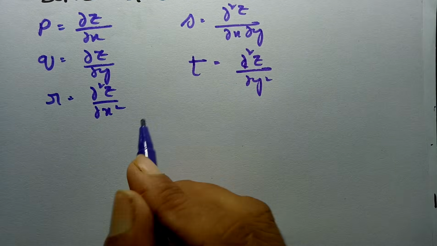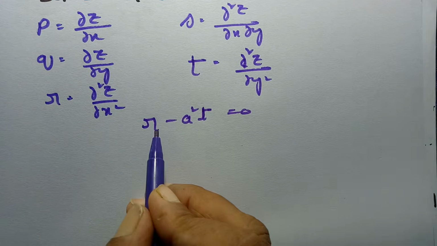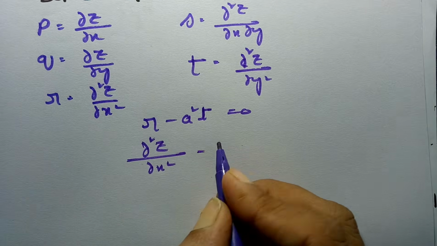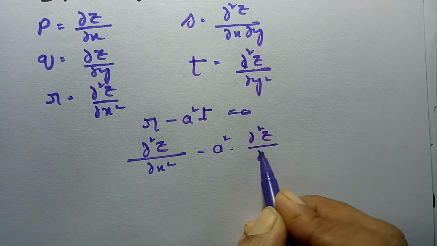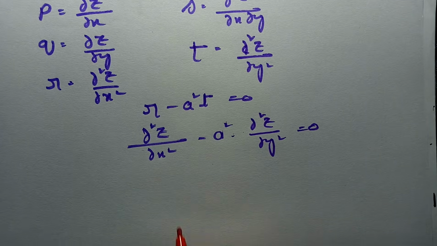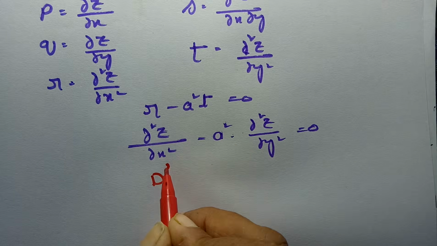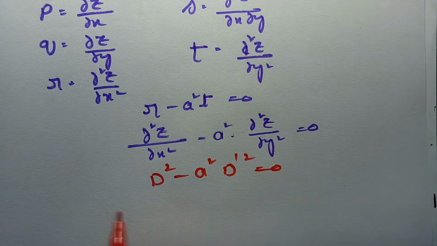From that, the equation r minus a square t can be written as: what is r here? r is nothing but ∂²z/∂x², minus a square times, what is t? ∂²z/∂y², equal to 0. As you know, we write it as D square minus a square D dash square is equal to 0.